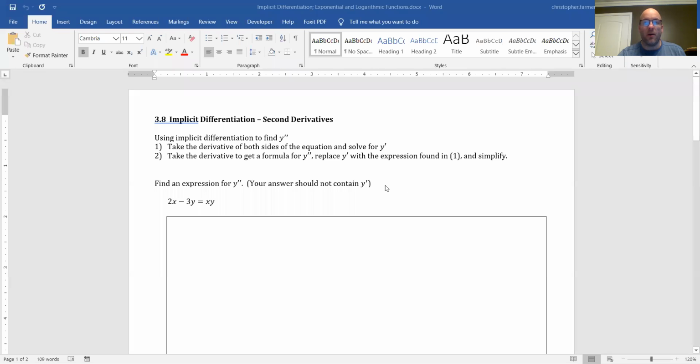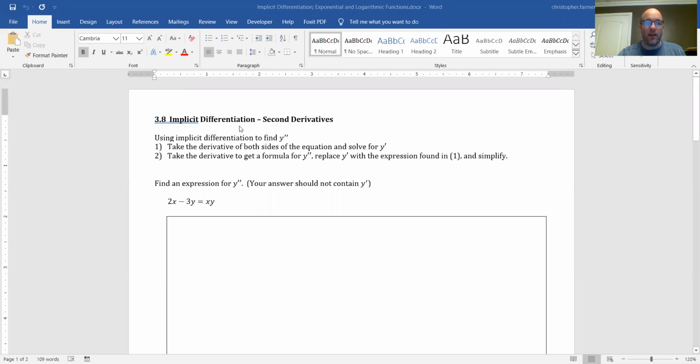Hey everybody, we're going to take a look at section 3.9 next, using implicit differentiation. But first, let's take a look at one example of finding a second derivative with implicit differentiation. That's the one thing that we didn't quite do last time. So I'm going to do the same thing where I'm just going to be typing here, and let's take a look at one of these problems.